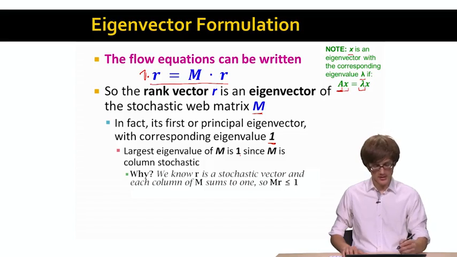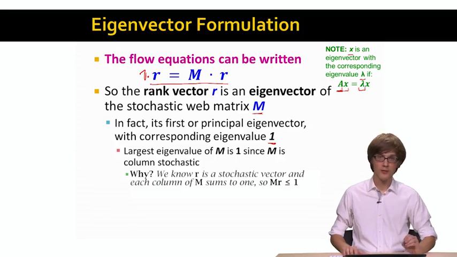Why is that the case? That's the case because vector R has unit length, meaning its coordinates are non-negative and they sum to 1, and each column of M also sums to 1. So the value of that dot product, M times R, will be at most 1. This means that the largest eigenvalue of our matrix is 1.